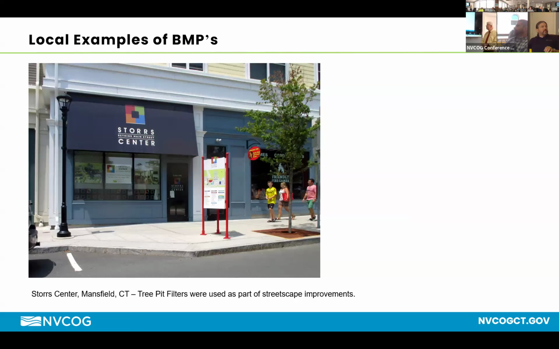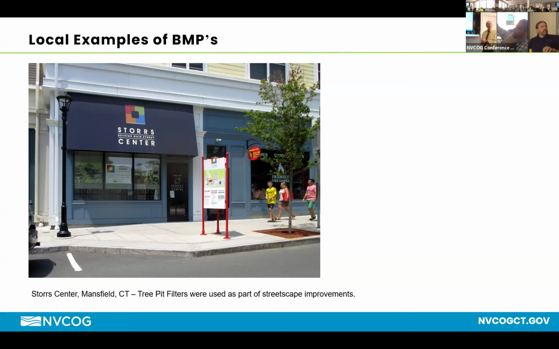And this is in Mansfield. It's a Storrs Center project. It's across the street from E.O. Smith High School on the south end of the campus. This was a joint project between the developer, the town, and UConn, and it has a lot of open space features in the back that are worked on, but it also has tree pit filters along all the roads.